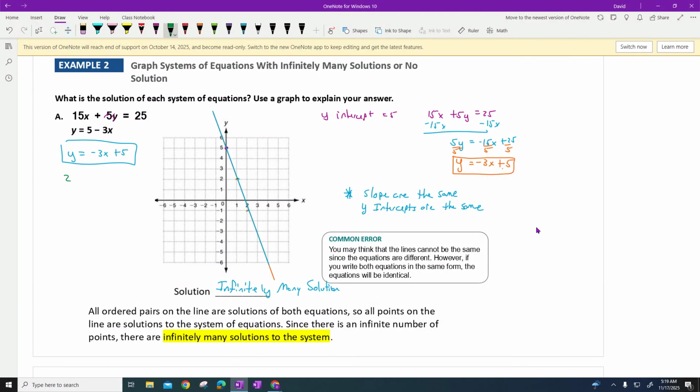So 2 goes there, the 1 goes for the x. -3 times 1 is -3. -3 plus 5 is 2. I want to check it over here. 2 goes there, 1 goes, well, I don't have to, they're the exact same equation, so silly me. All right, you're probably yelling at me, dude, they're both the same.